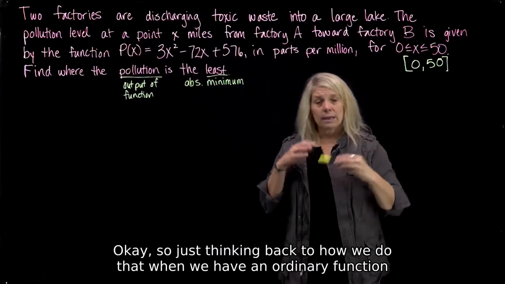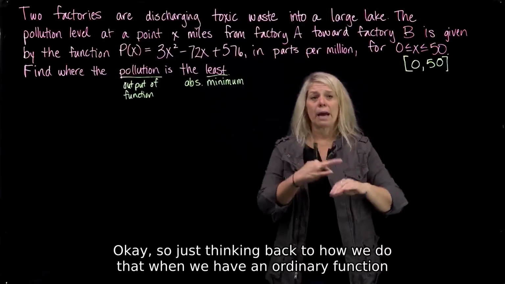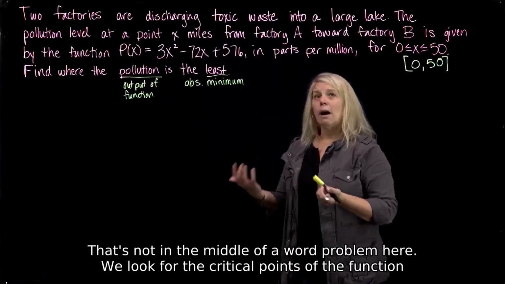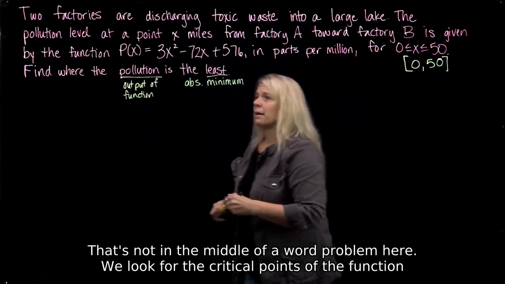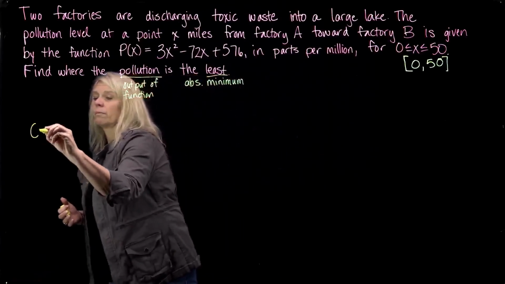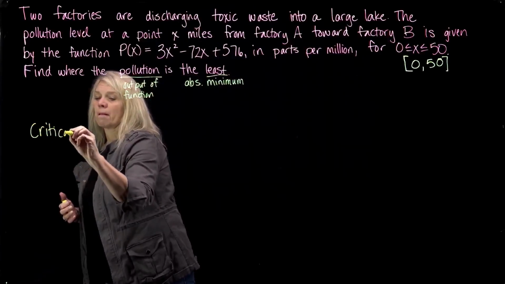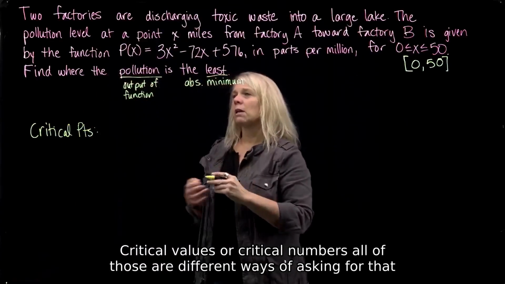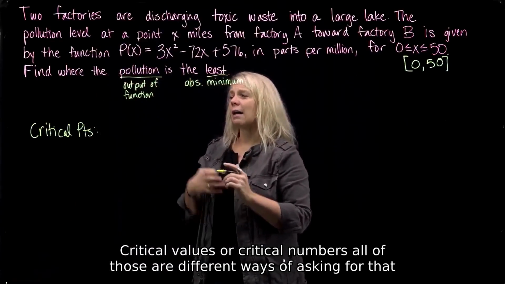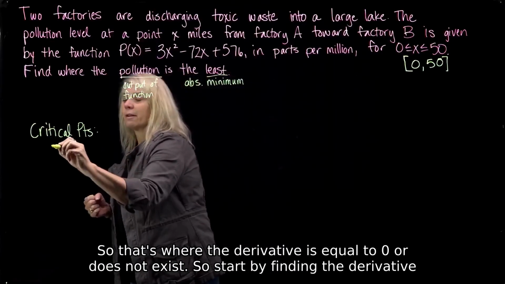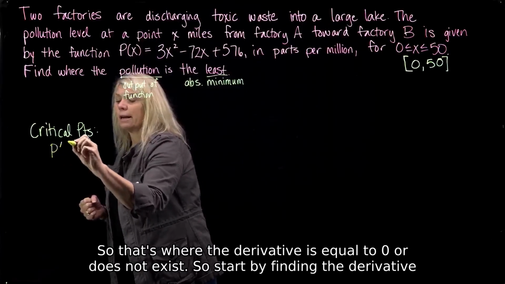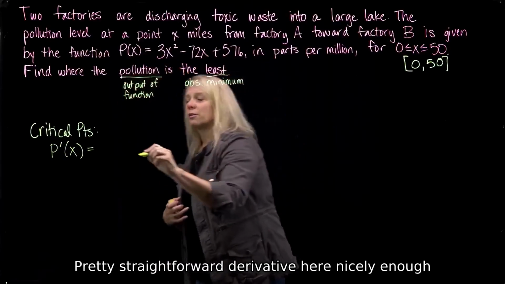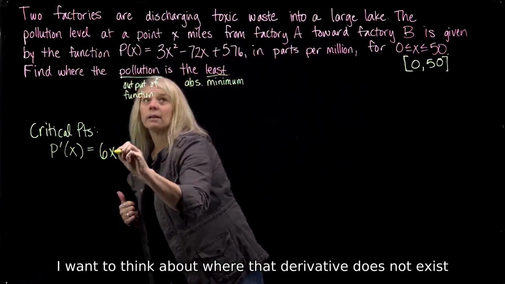Okay, so just thinking back to how we do that when we have an ordinary function that's not in the middle of a word problem here, we look for the critical points of the function, or critical values or critical numbers. All of those are different ways of asking for that. So that's where the derivative is equal to 0 or does not exist. So let's start by finding the derivative. Pretty straightforward derivative here, nicely enough.